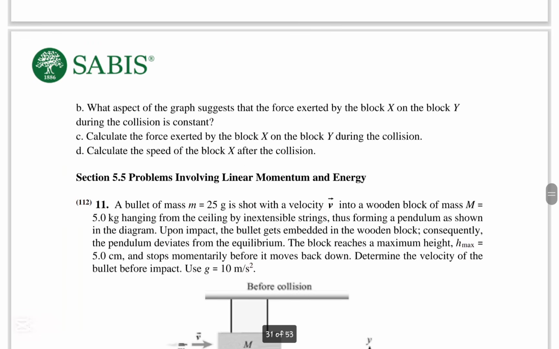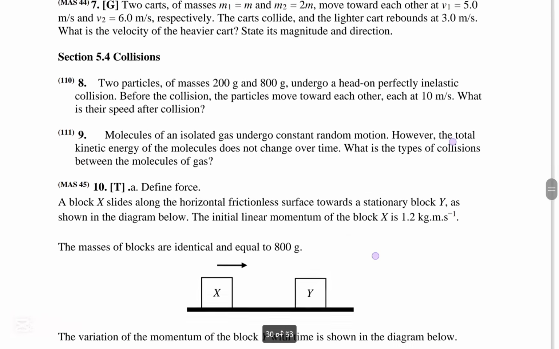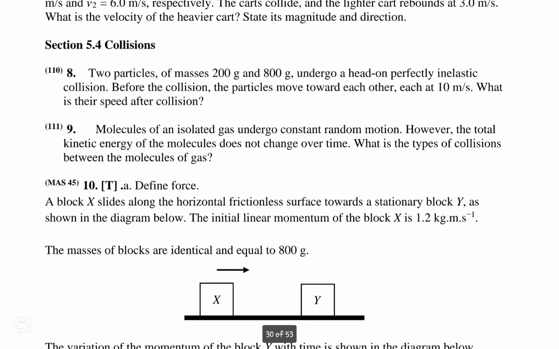This is the only top question I'll be doing. Okay, so let's move on to 8. Two particles of masses 200 grams, so 0.2 kg, and 0.8 kg undergo a head-on perfectly inelastic collision. What does inelastic mean? That means that kinetic energy is not conserved. There's still conservation of momentum, but kinetic energy is not conserved. And on top of that, the two particles will stick together. They will coalesce.